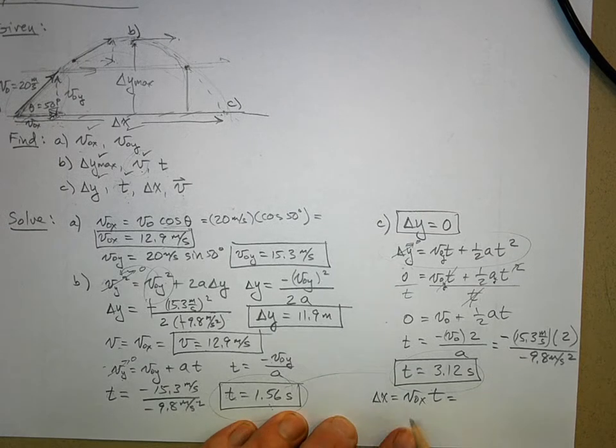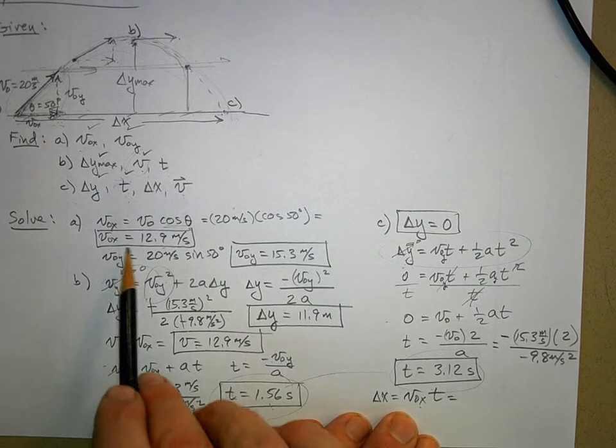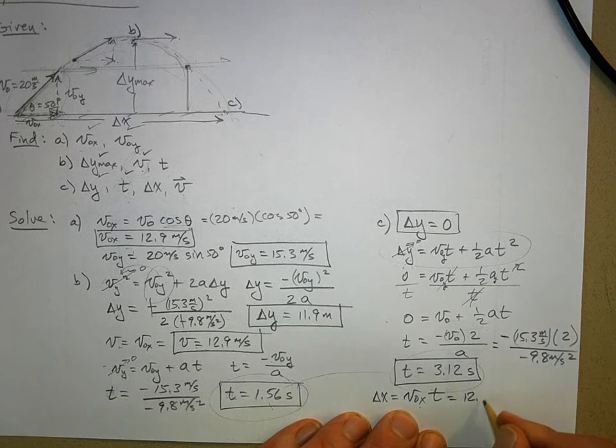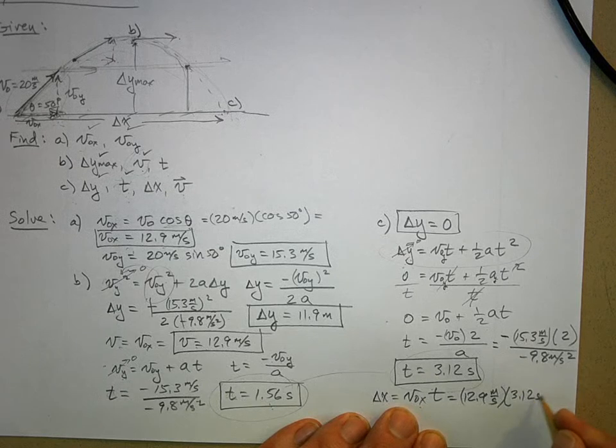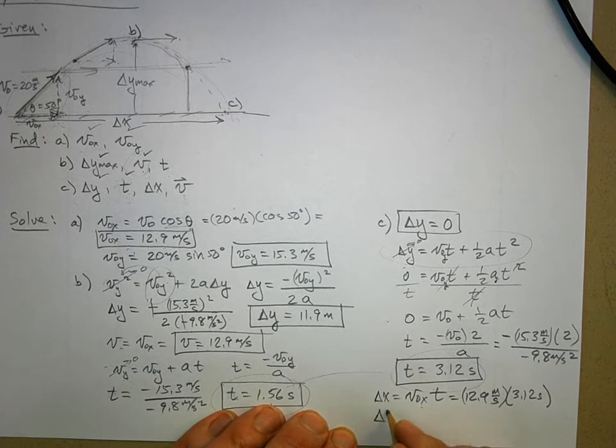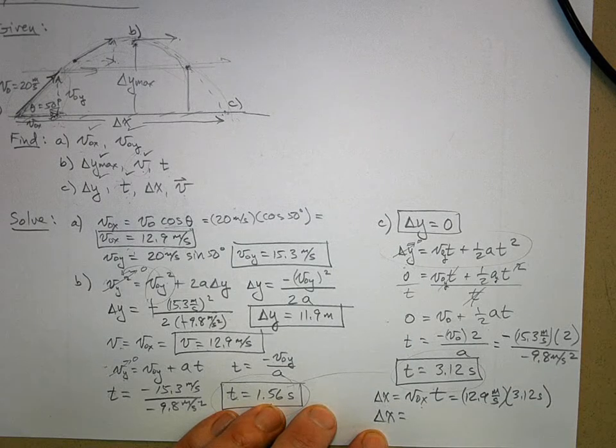So anyway, v naught x is 12.9 meters per second times 3.12. So delta x is equal to 40.2 meters.